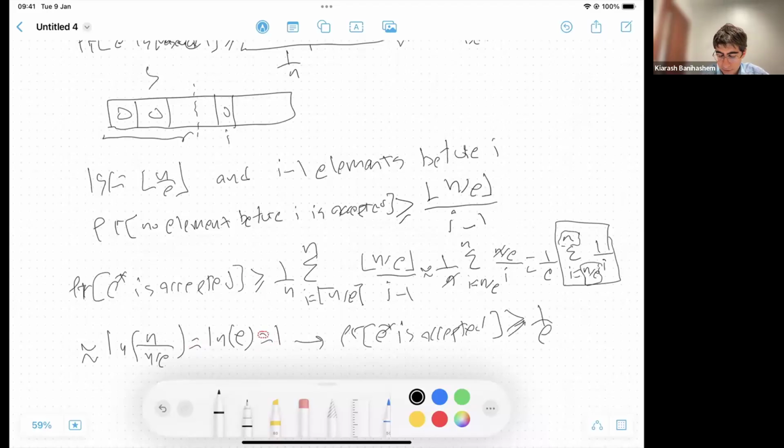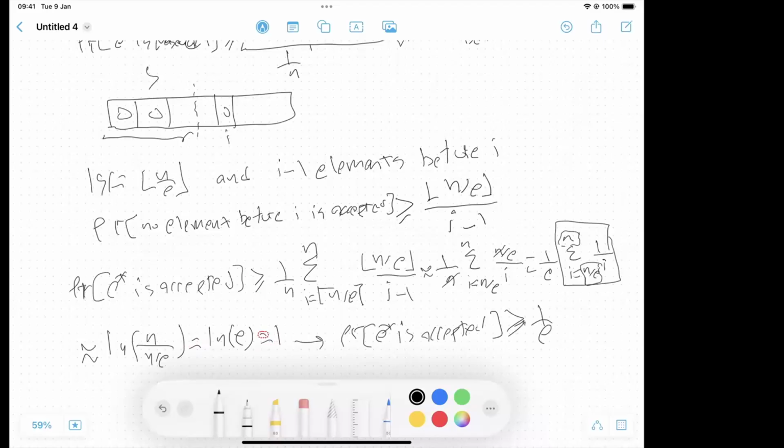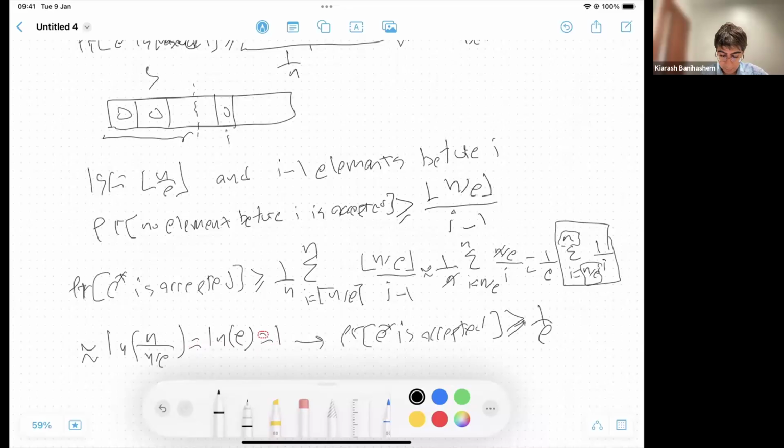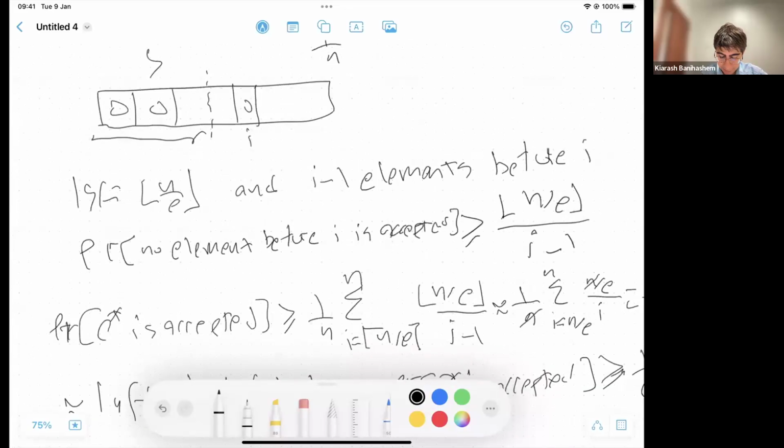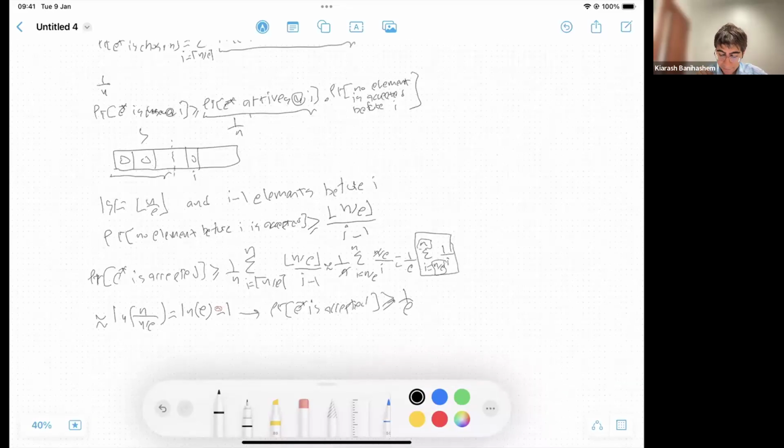If you don't ignore this, just one thing. So here you have assumed that essentially E star appears in position i, correct? Yeah. So for position i, if I fix an i, then the probability is going to be like floor of n over e divided by i minus 1. So the quantity here, but then I sum over all of the i's.